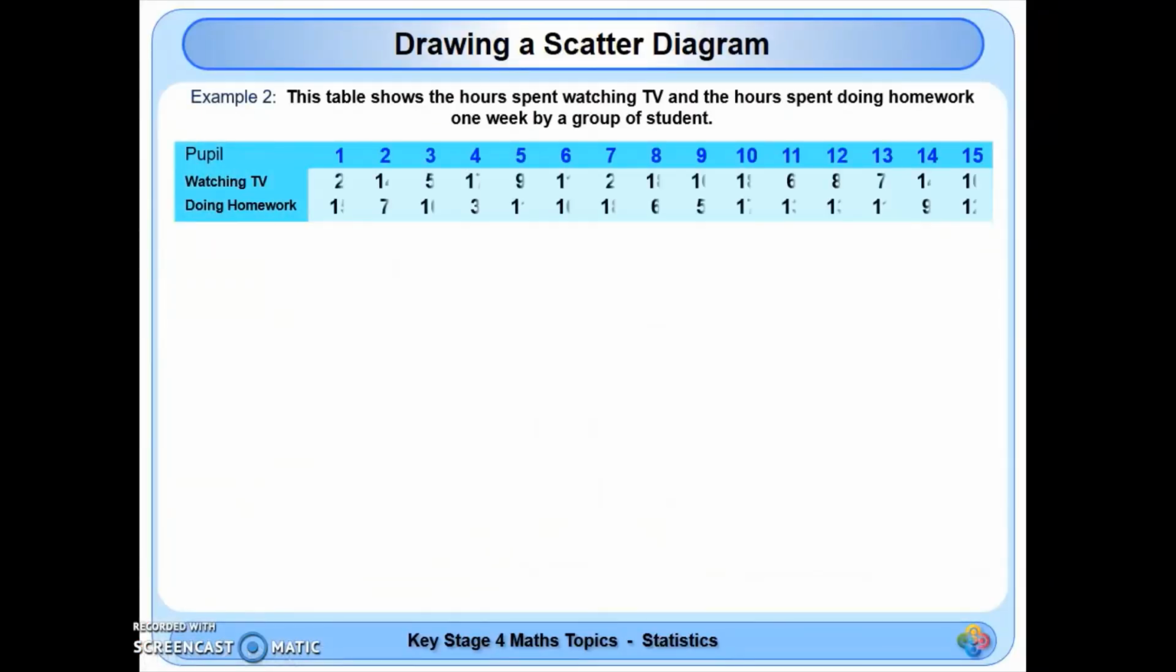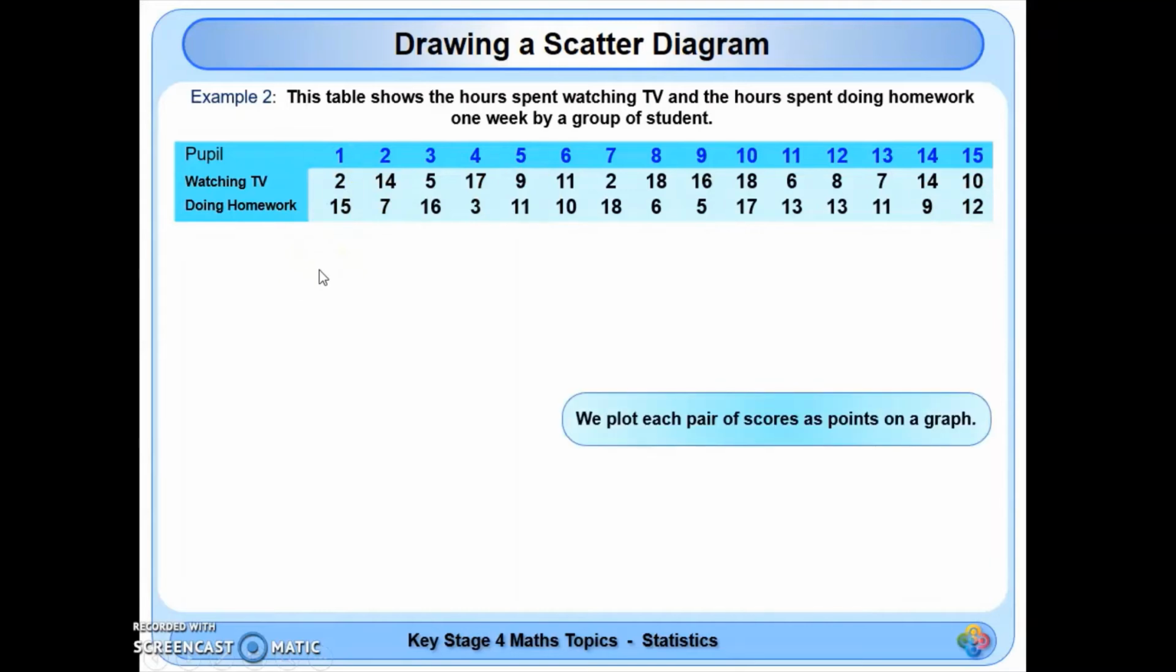Okay, let's try one more example. So this time we have data on how many hours were spent watching TV and how many hours were spent doing homework by a group of students. You can see there's 15 students involved, so we've got 15 sets of data. They are going to be the coordinates that I plot on my scatter diagram.